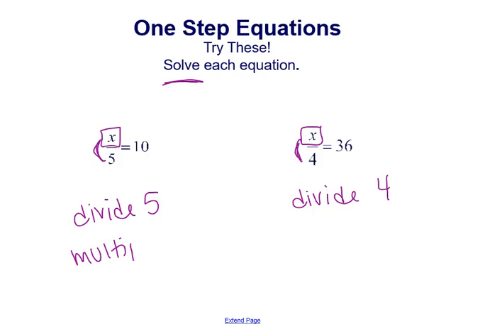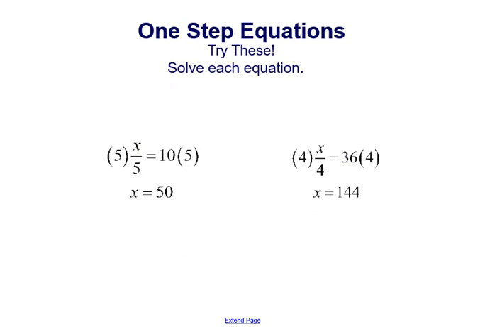So in the first equation, we'll multiply by 5 to undo that dividing by 5. And we'll multiply by 4 in the second equation to undo that dividing by 4. So when we multiply by 5 in the first equation, it undoes dividing by 5, gets the variable isolated on the left. And if we multiply by 5 on the right, we have 10 times 5 and gives us a solution of x equals 50.